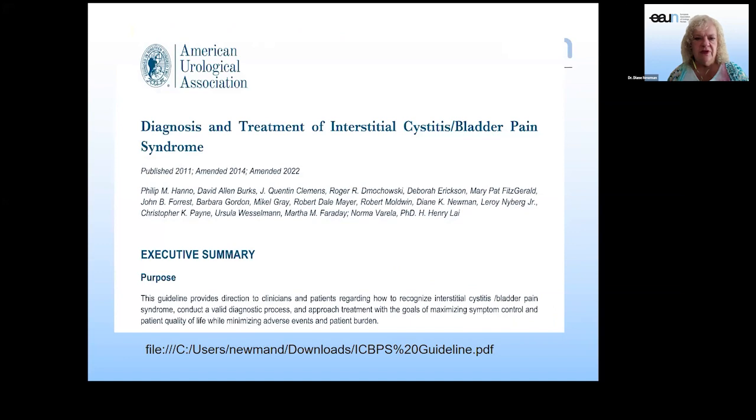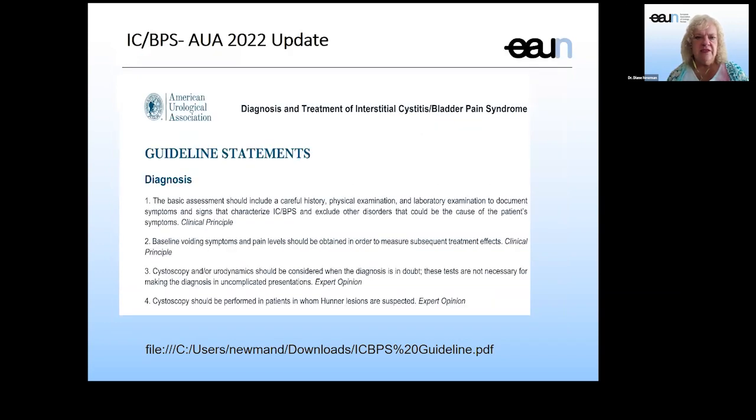Literally about a month ago, the AUA came out with an updated version of their guideline on the diagnosis and treatment of interstitial cystitis, bladder pain syndrome. So you can find this online if you Google it. And basically, it tried to update where we are with diagnosis and treatment. And as far as diagnosis, I put this in the slide deck so you can see what they're recommending. And again, it goes back to a careful focused history, physical exam, laboratory examination, and some type of quantifying the voiding symptoms and pain levels.